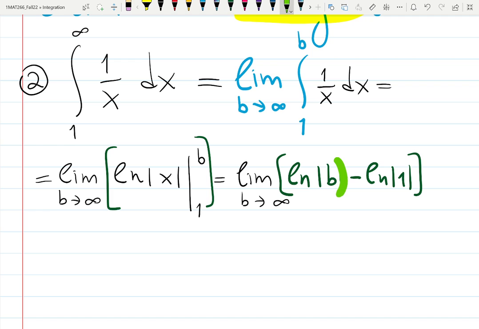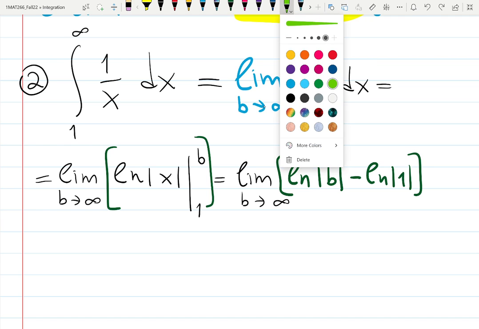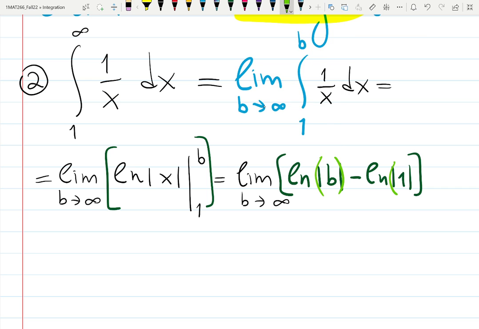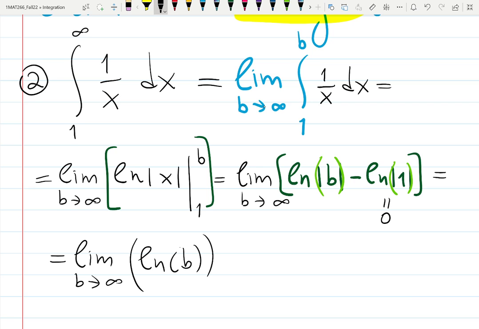So to be honest, that is not necessary, but it is not a mistake if you keep it. It's just a bit of overkill. Now, what is ln of 1? 0. So limit as b goes to infinity of ln of b, let's drop the absolute values, ln of b minus 0. This is what we're dealing with. Let me write down that this is 0. Now everything is happening with the limit. The limit will decide whether this integral survives and becomes a finite number, or blows up in an explosion.